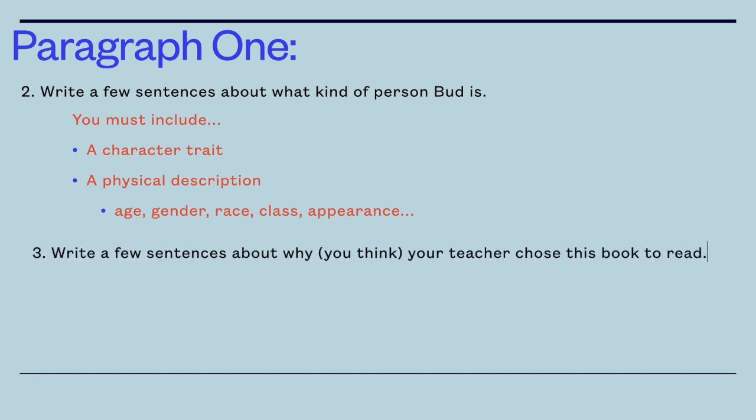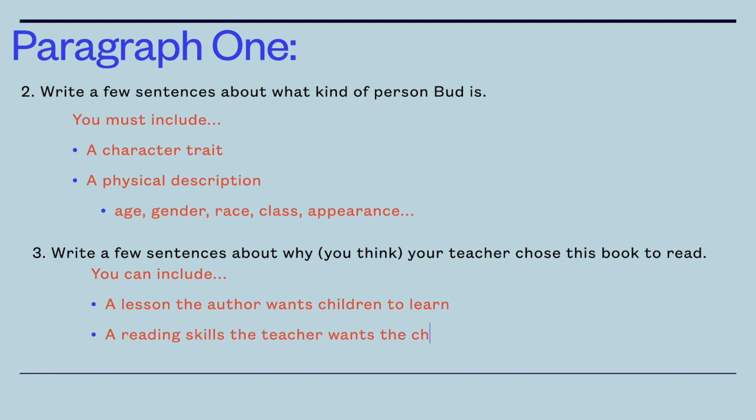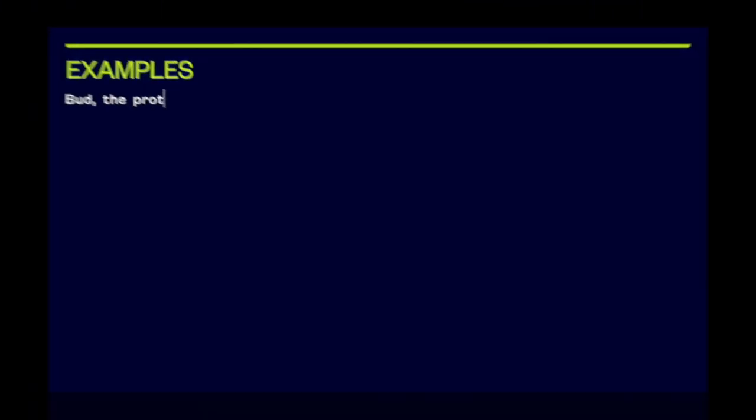Then the next part of paragraph 1, I want you to write a few sentences about why your teacher chose to read this book. Maybe your teacher wanted you to learn the lesson that the author was trying to teach the children. Or maybe your teacher wants you to learn a reading skill that this book teaches really well. You need to make an inference or a prediction why your teacher wanted you to read this book. So that's all the things you need for paragraph 1. And I know it sounds like a lot, but let me show you an example of what your first paragraph can sound like.